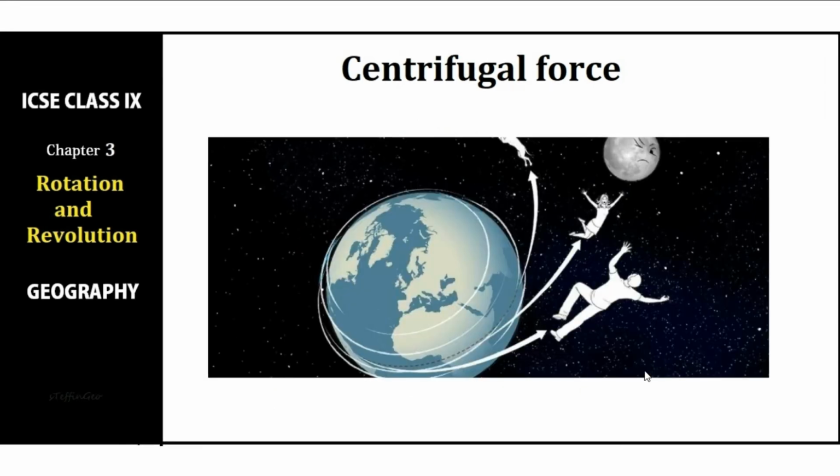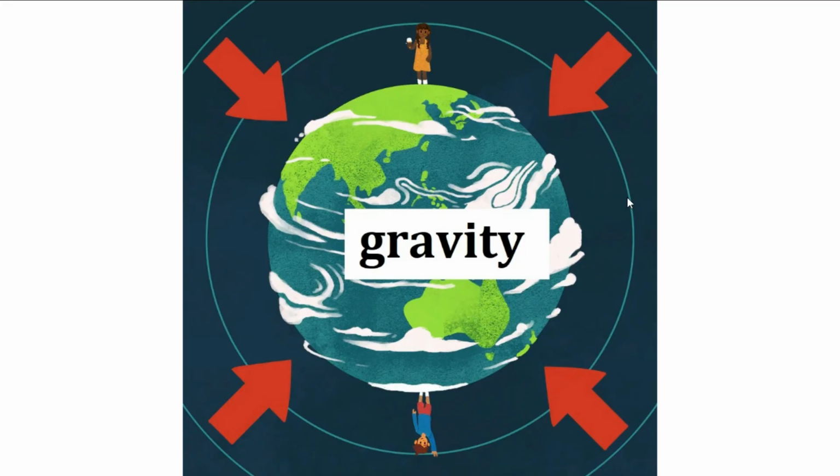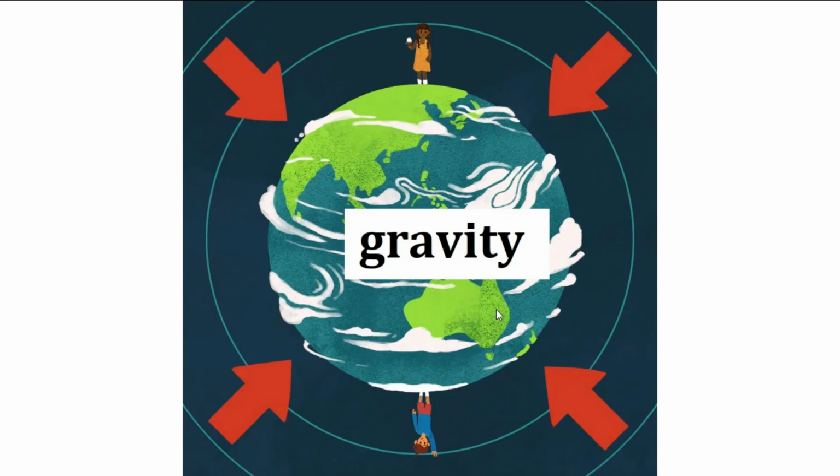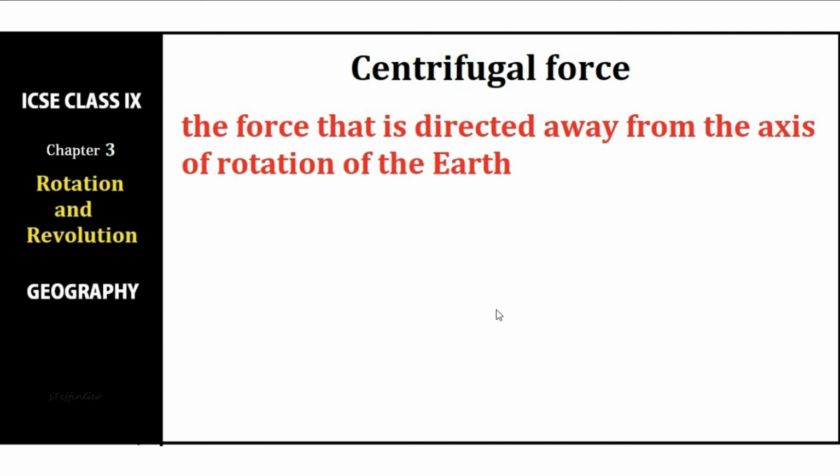Same thing is there on earth also. When the earth rotates at a very high speed, there is a force which is directed away from the equator. But we are not thrown outside because we are all held together by another force, that is gravity. Since the gravity and centrifugal force is balanced, we don't have any issue on earth. So the force that is directed away from the center of the earth, from the axis of the earth to outward, is called the centrifugal force.